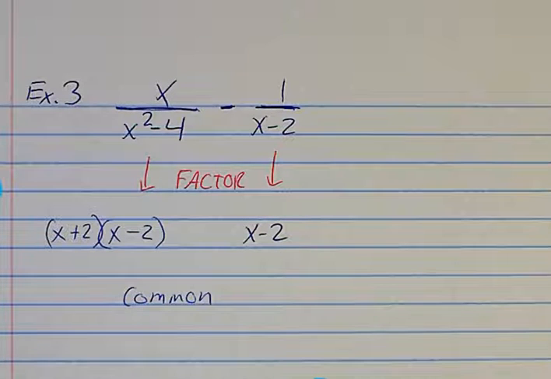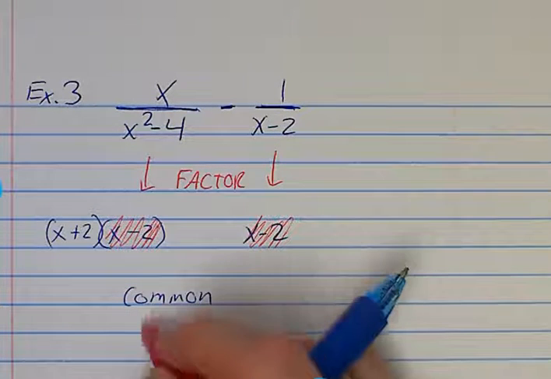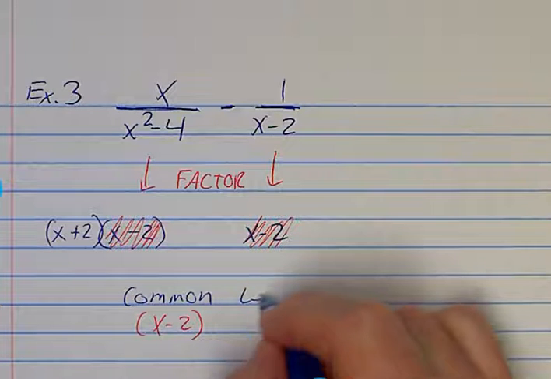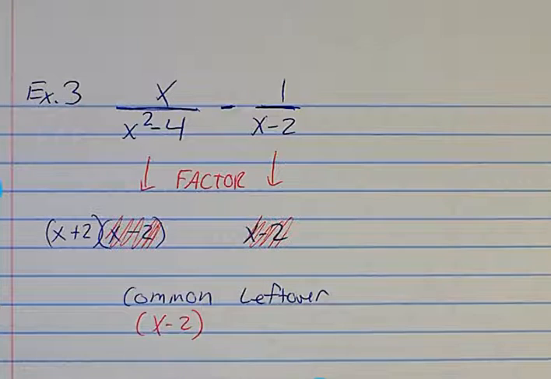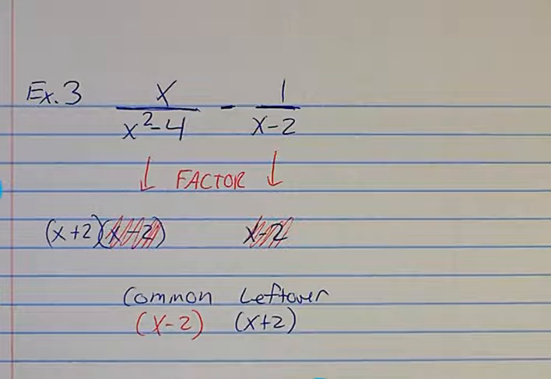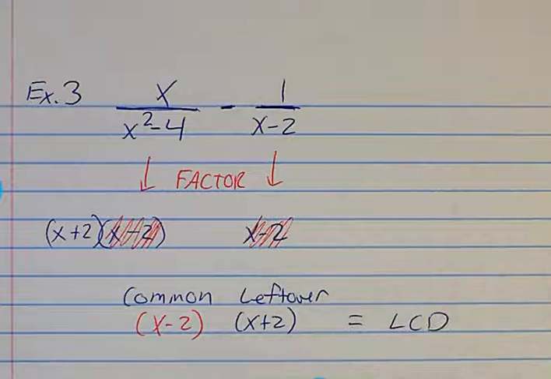Okay, so now tell me what they both have. There you go. They both got an x minus 2, so take that part out. And then tell me what's left over. Well, just that x plus 2 here. So those 2 things would be your least common denominator. So x plus 2, x minus 2 is your least common denominator.